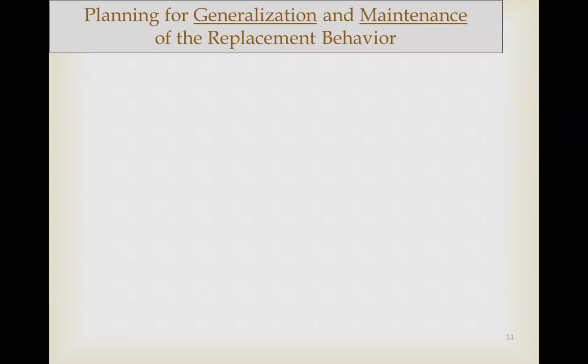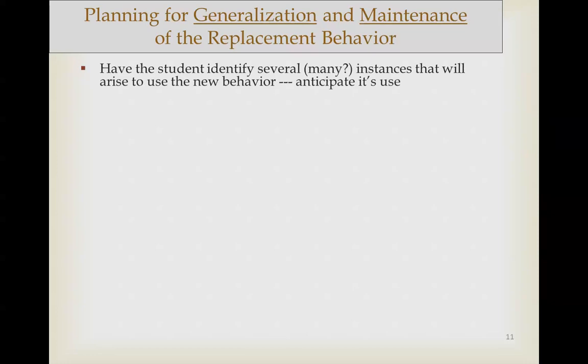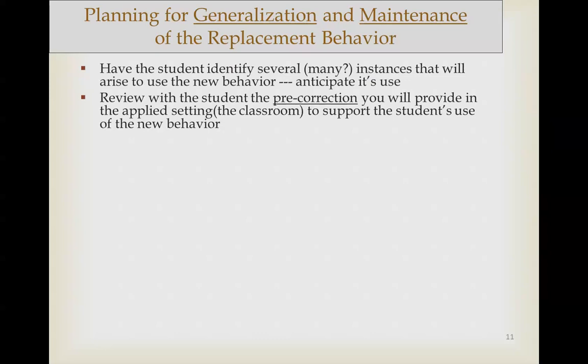And so what does that look like? How do we plan for generalization and maintenance? So we engage in implementation intentions. We have the student identify several instances in their mind's eye that will arise when the new behavior ought to be used. So we're anticipating its use. We're thinking about them. We're seeing them in our mind's eye. We're reviewing with the student the pre-correction that you, the adult, will provide in the moment as a prevention antecedent intervention to help them remember to make a good choice.